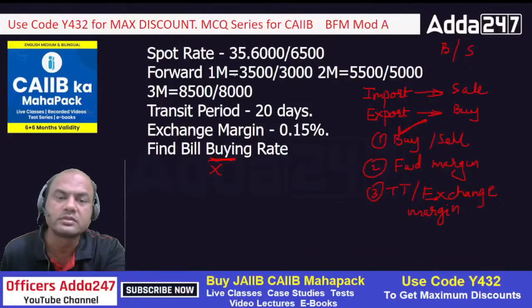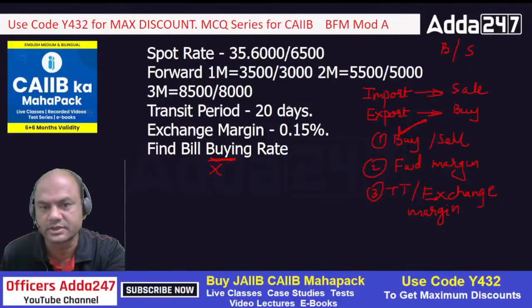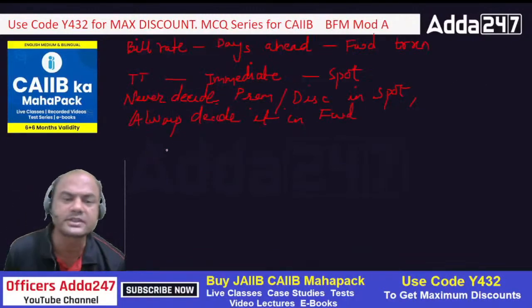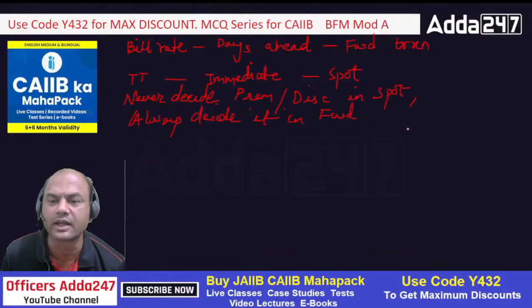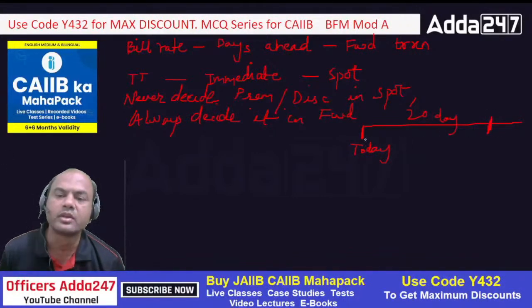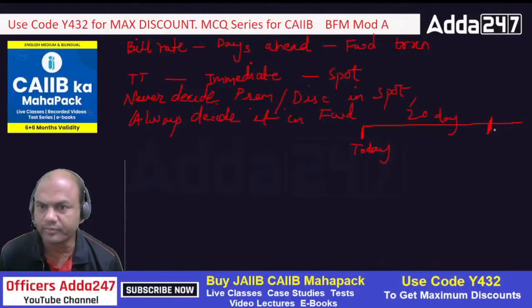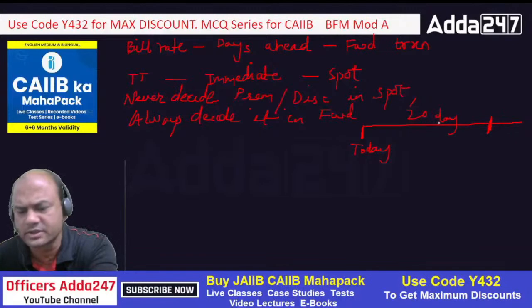Now we want a transit period of 20 days. Spot is given as today's transaction, today's date. Draw the image. This is today, and the transaction is happening after 20 days. Here the settlement will happen. When settlement is happening after 20 days, it is called forward. Simple, isn't it?